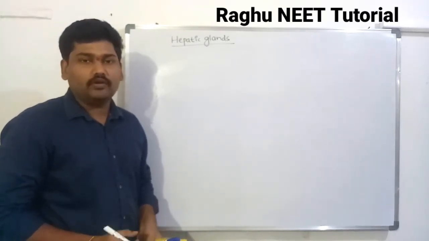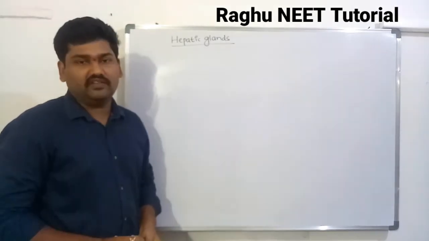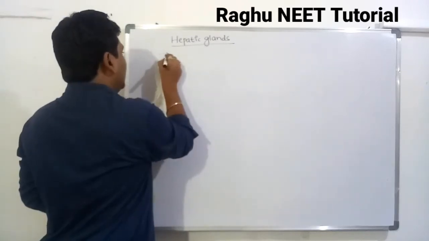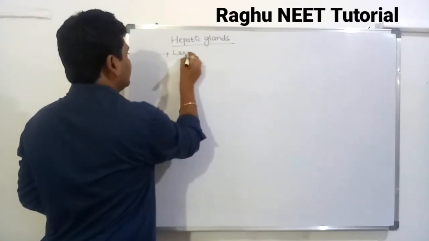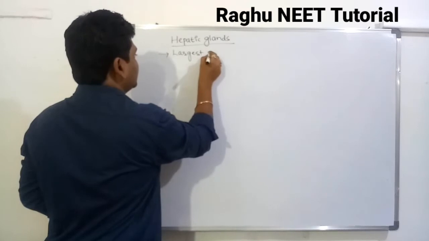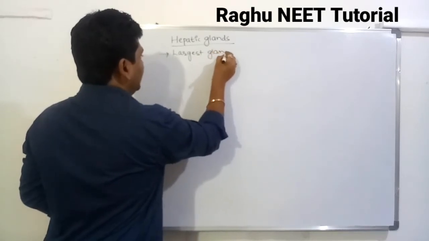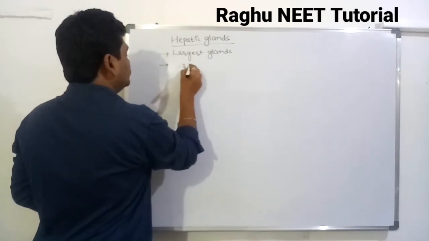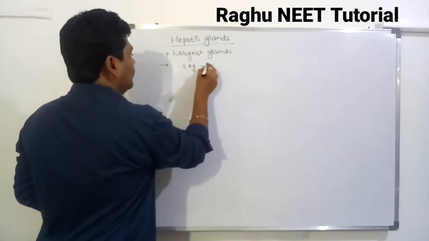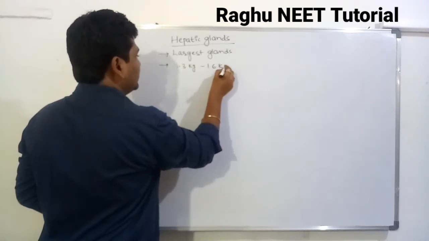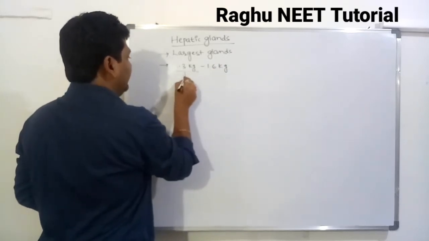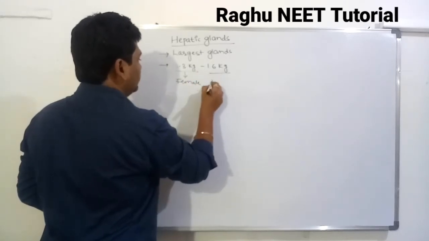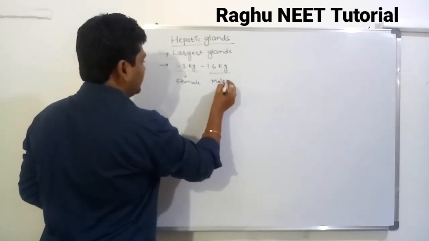Today we are discussing the hepatic glands. These are one of the digestive glands. The liver is one of the largest glands in our body. Approximately, it weighs 1.32 to 1.6 kgs. In females it is about 1.3 kgs, and in males it is 1.6 kgs.